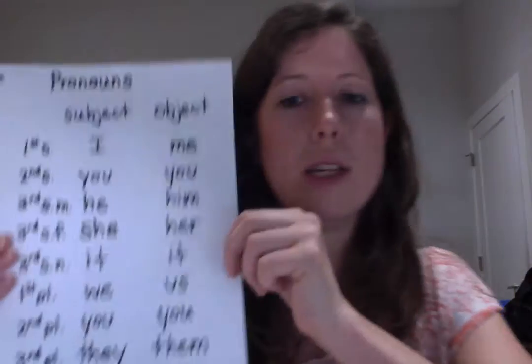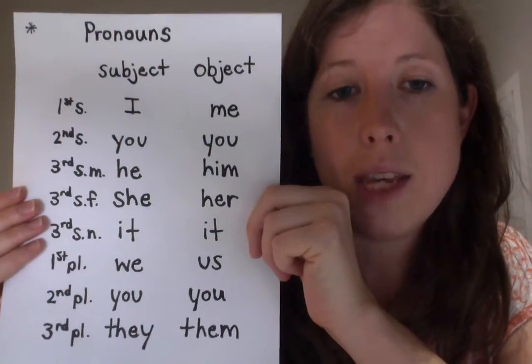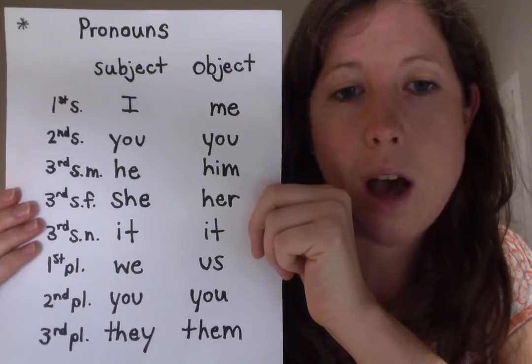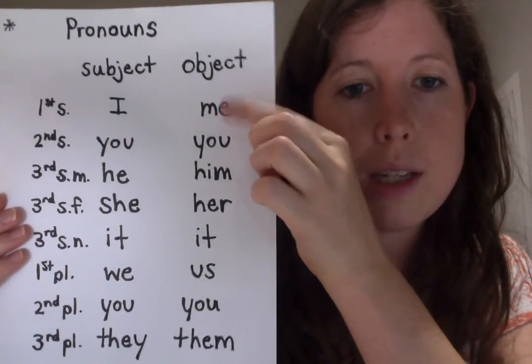So let's do one more example. The mosquito bit blank on the arm. It bit my arm. So me. The mosquito bit me on the arm. So notice in this sentence that me comes after a verb. So it's the object of the verb, and we want to use the object pronoun.